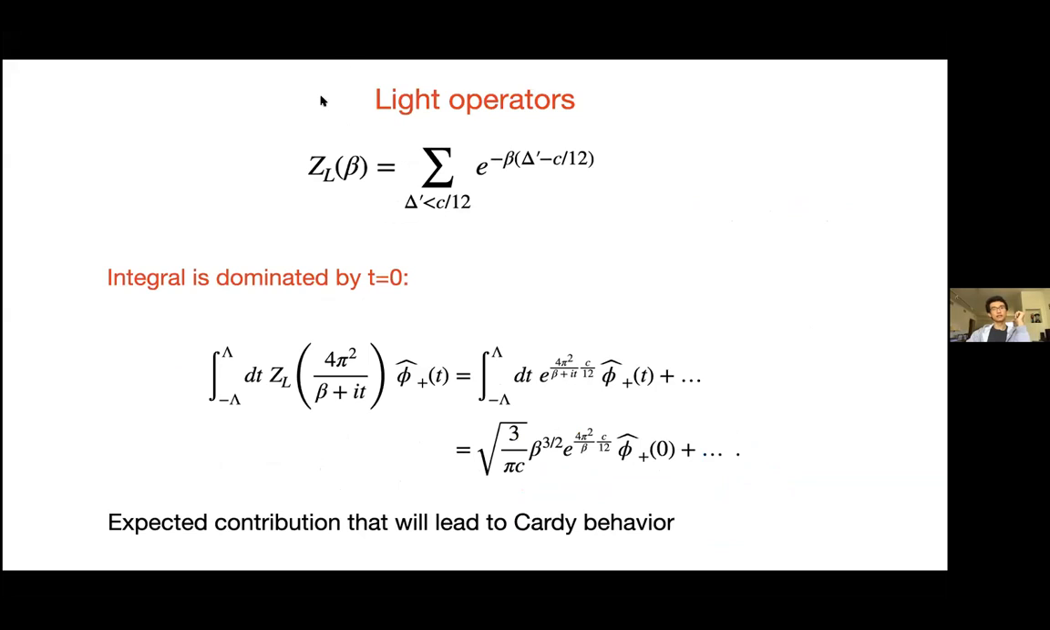So now let's discuss the light operators. You just compute this integral. You just have a finite number of light operators here, and so the vacuum dominates. You have this exponential factor from the vacuum, and clearly it's very large at t equals 0. So you just compute it by the saddle approximation: it's the value at the saddle, the fluctuations, and also the value of the saddle. There's a finite number of light operators which give a subleading contribution. This will lead later to Cardy behavior.